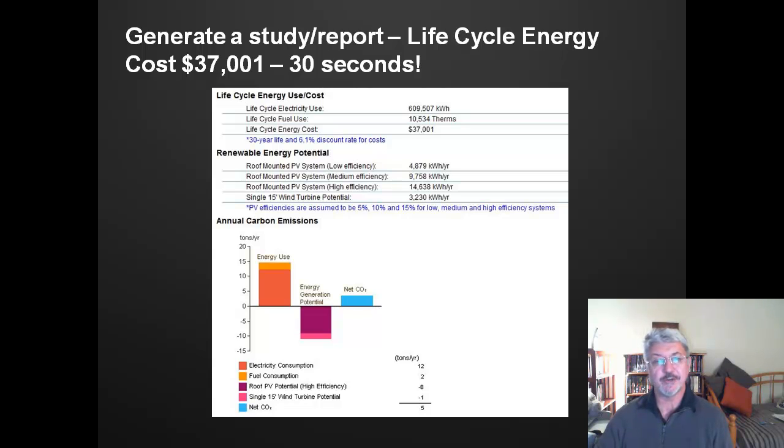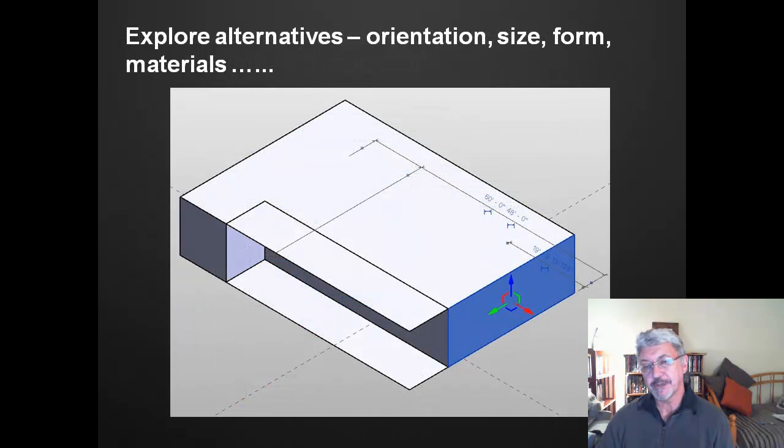I can get information back like what's the life cycle energy cost, or what is the net CO2, the annual carbon emissions, 5 tons per year. Well, I can go into my model, my mass model, so looking at the building under study as its mass form. I can grab, say, the end of that mass form and just literally pull or push it back to make it a different size.